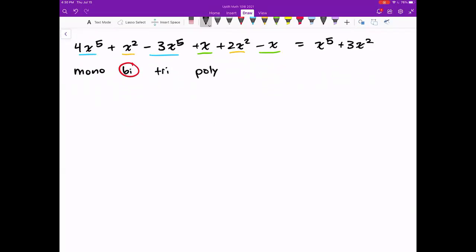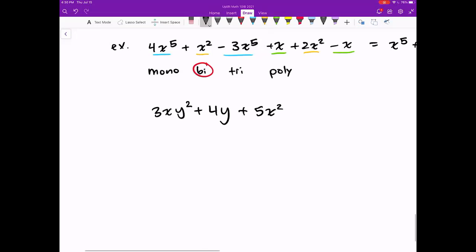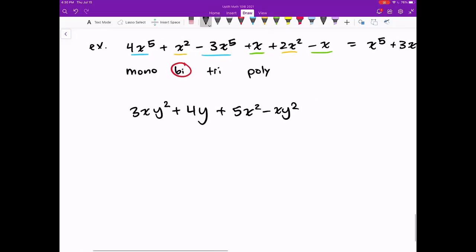Okay. Should we give another example? Sure, with more variables. Okay, so we have 3x times y squared, and then plus 4y, and plus 5x squared, subtract xy squared, and subtract 2y.